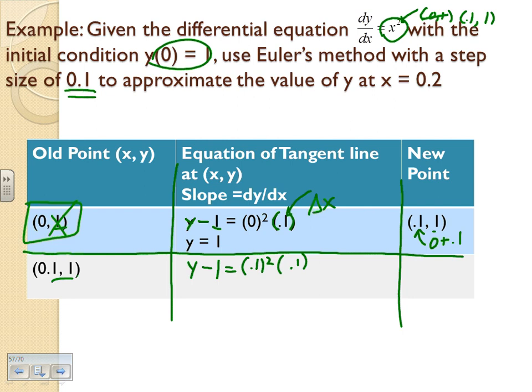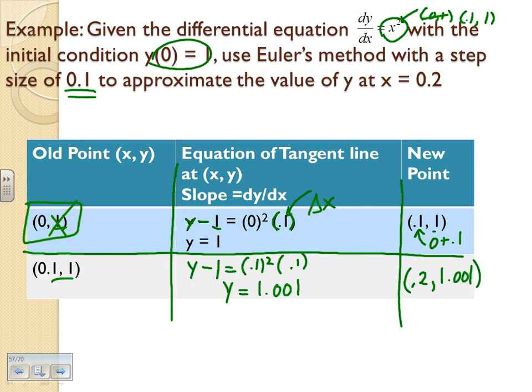Yes, all of this is without a calculator. You've got to do some little math. So what did you guys get for y? Okay. So our new point would be what? 0.2, comma 1.001. Is everybody okay with that?